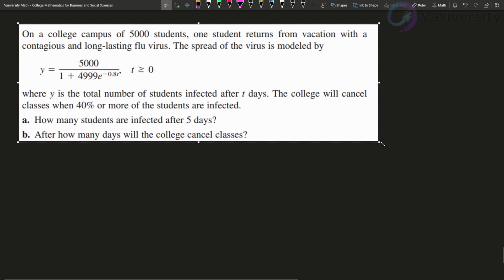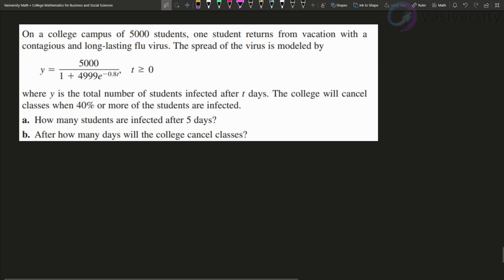On a college campus of 5,000 students, one student returns from vacation with a contagious and long-lasting flu virus. The spread of the virus is modeled by the following equation, where y is the total number of students infected after t days. The college will cancel classes when 40% or more of the students are infected. So how many students are infected after 5 days?